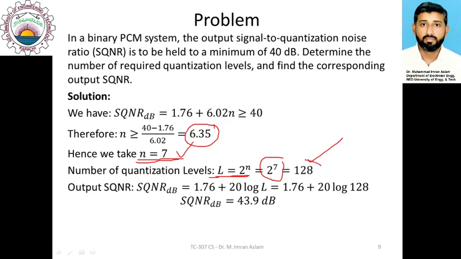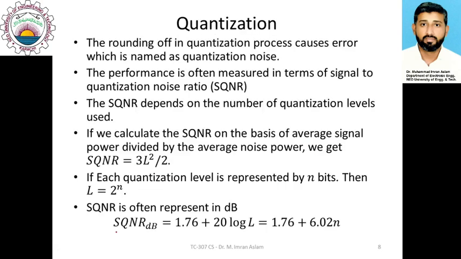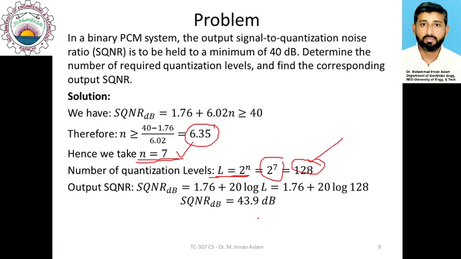Now we can use this value to calculate the signal to quantization noise ratio again for the number of levels of 128. We know that the signal to quantization noise ratio is given by this formula. So SQNR is equal to 1.76 plus 20 log L, which is 1.76 plus 20 log 128, and if we simplify, we would see that the resultant SQNR comes out to be 43.9 dB, which is actually greater than the minimum acceptable value of 40 dB given in the problem.